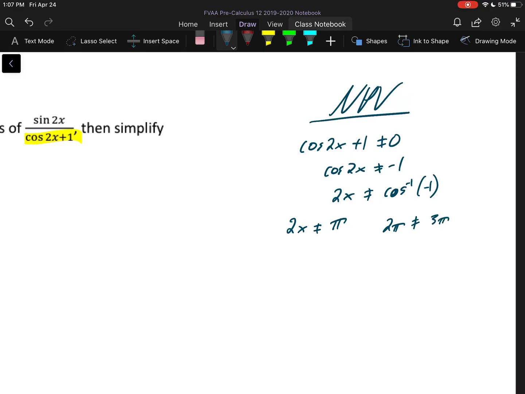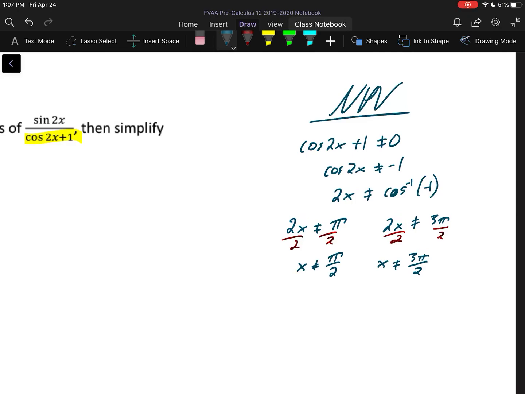Okay? Oops, I made a mistake in my notation here. This shouldn't be 2 pi, it should be 2x. And last step, I divide by 2, both sides. And I get x cannot equal pi over 2, and x cannot equal 3 pi over 2.